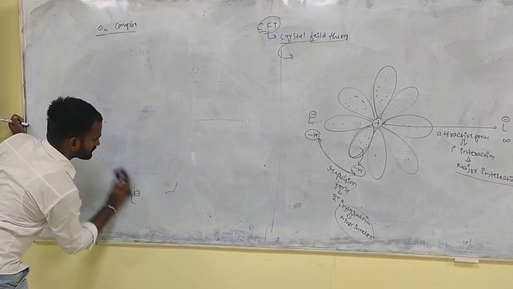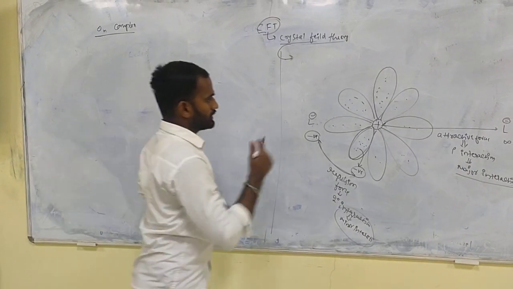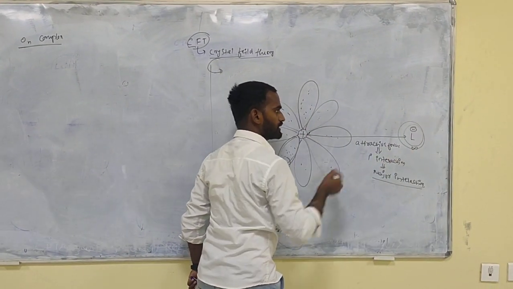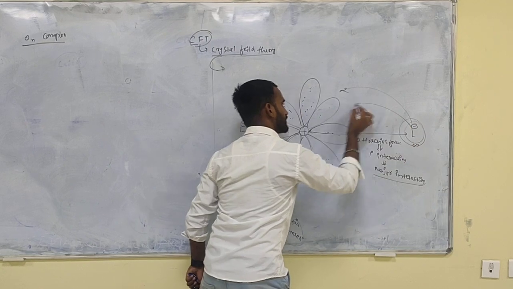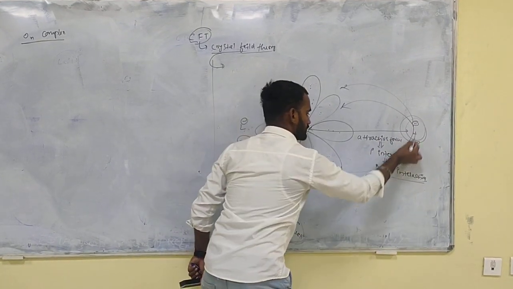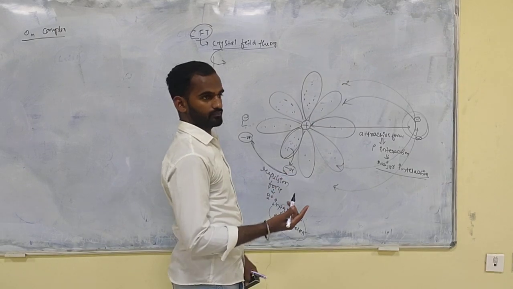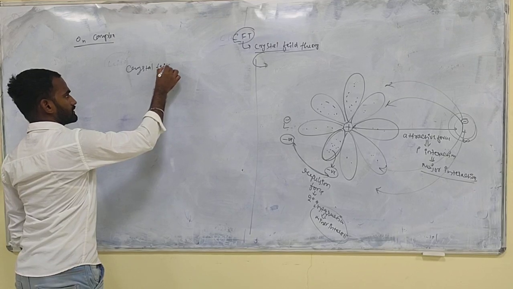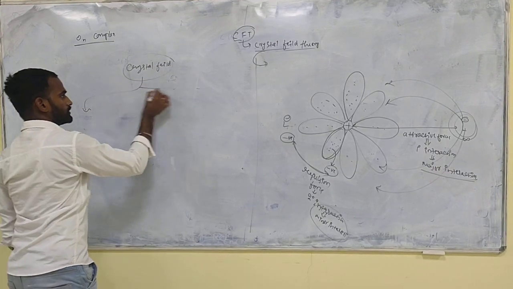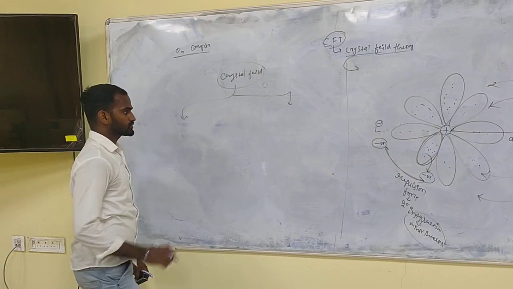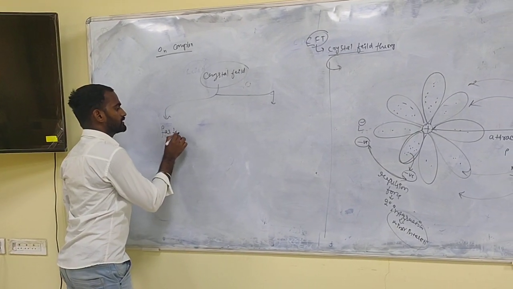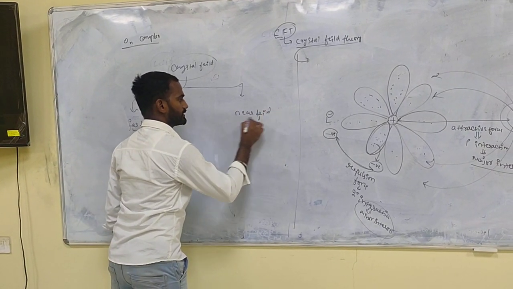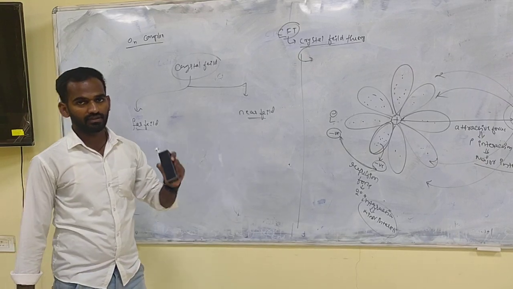Let us consider, first of all, crystal field theory says that the ligand will produce a crystal field, which is also called the electric field. So this is the crystal field produced by the ligand. This crystal field we can categorize into 2 parts. One is the far field, and the other is the near field. So what is the difference between the far field and the near field? That is what we have to study now.